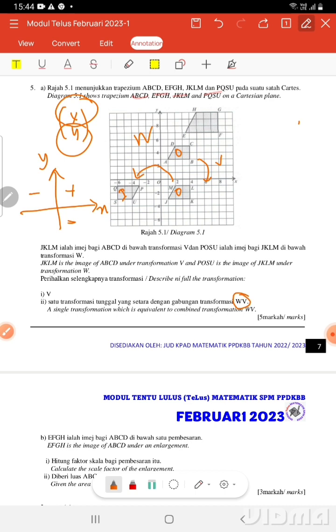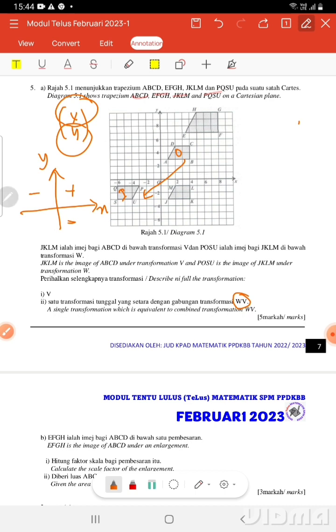Pada sekarang ni, dia nak satu transformation, satu transformation yang mana from objek terus dapat image ni. Maksudnya, directly daripada ni pergi sini. Daripada objek ni terus sini, maksudnya tak pergi ke JKLM. Memang ada question yang macam tu. Maksudnya kita boleh buat satu transformation sahaja, dipanggil single transformation. But then kita akan dapat jawapan yang sama dengan combined transformation tu. Tak semua soalan, tapi ada sebilangan soalan yang macam tu.